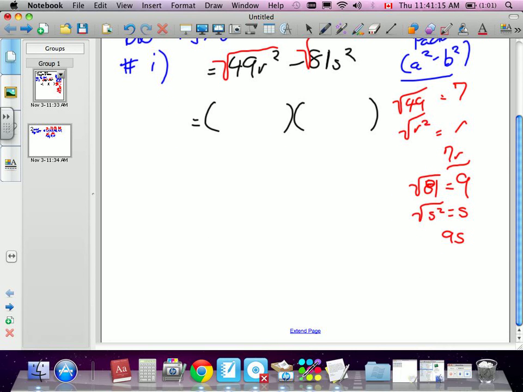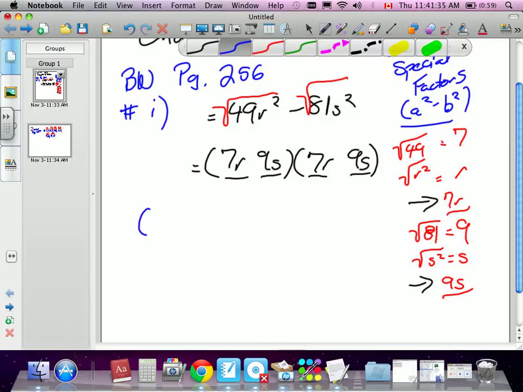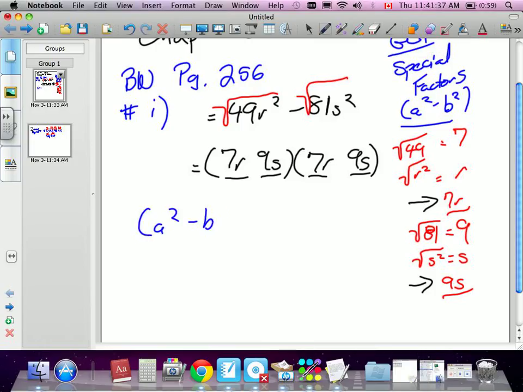So my first term I put in each bracket is 7r. And the second term I put in each bracket is 9s. And because it's a difference of squares, we know with our rules, I'll quickly write it again underneath, a squared minus b squared can be factored by a minus b times a plus b. So in other words, I need a positive and a negative sign in each bracket. So I put a negative in the first and a positive in the second, and we have our answer.